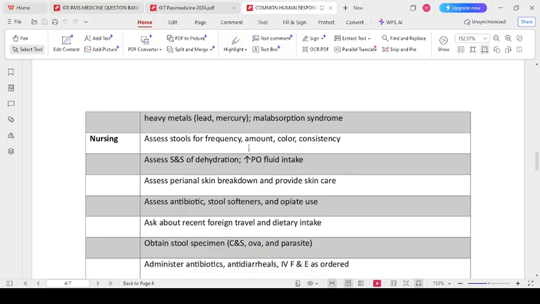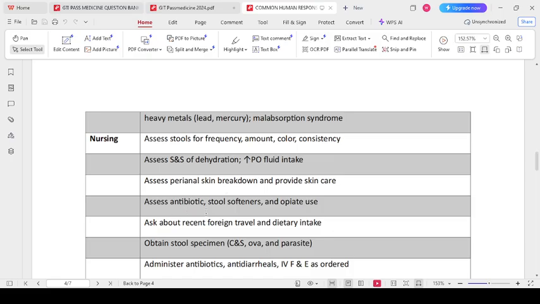A nurse can assess stools for frequency, amount, color, and consistency like she did in constipation. Here, she can assess signs and symptoms of dehydration, which is very important. She can encourage the patient to increase fluid intake. She can assess perianal skin breakdown and provide skin care. Basically, it's due to dehydration.